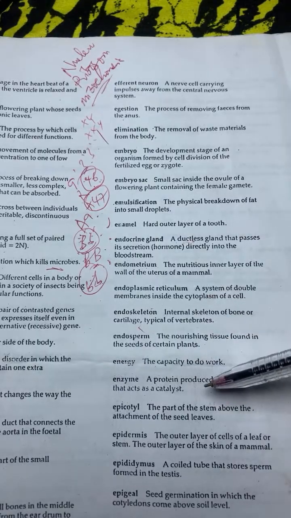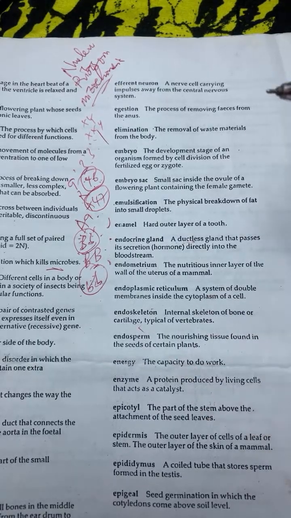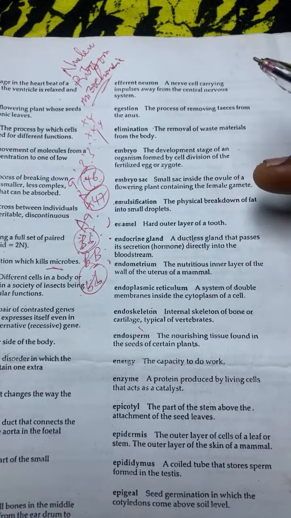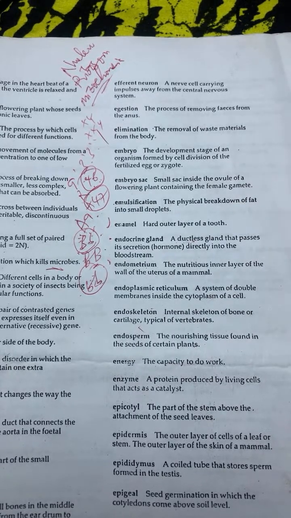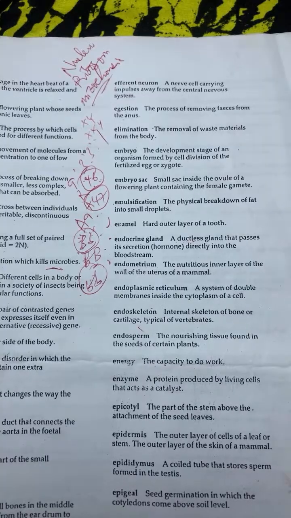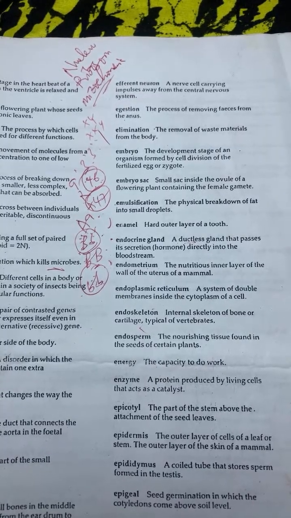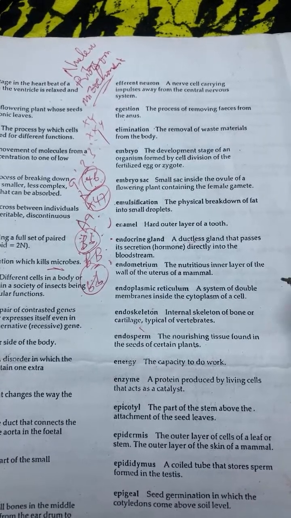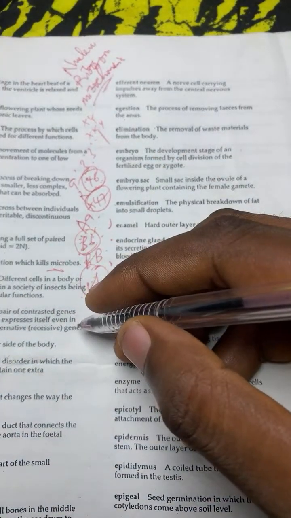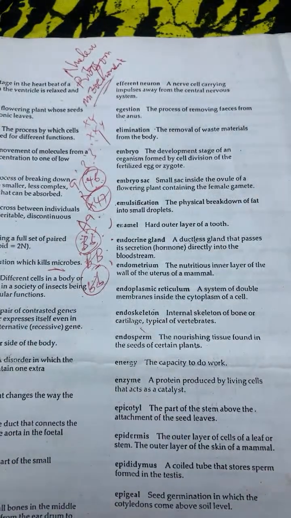We have epicotyl. Epicotyl is a part of the stem above the attachment of the seed leaves. The part of the stem above the attachment of the what? Of the seed leaves. When we're talking about germination, I mentioned the types of germination: hypogea and what? Epigea. Hypogea and what? And epigea.